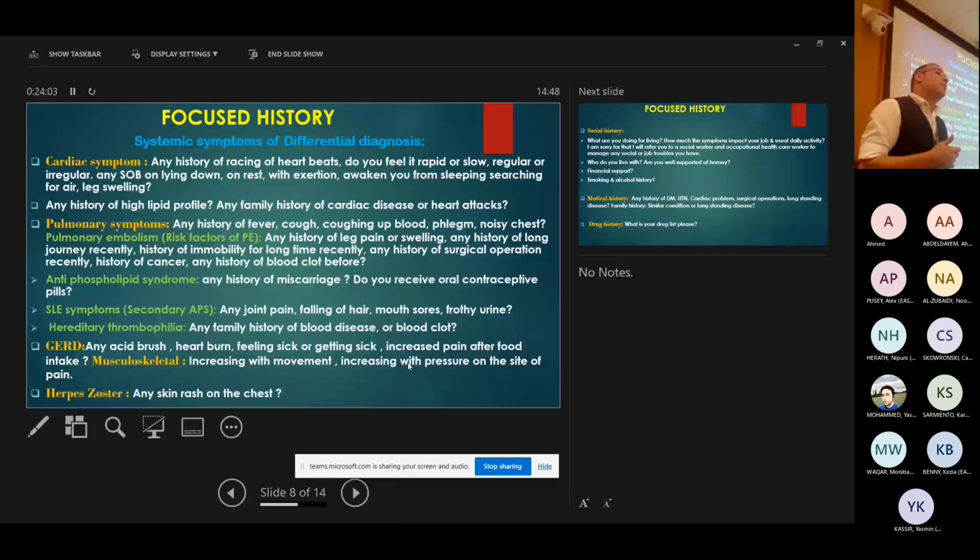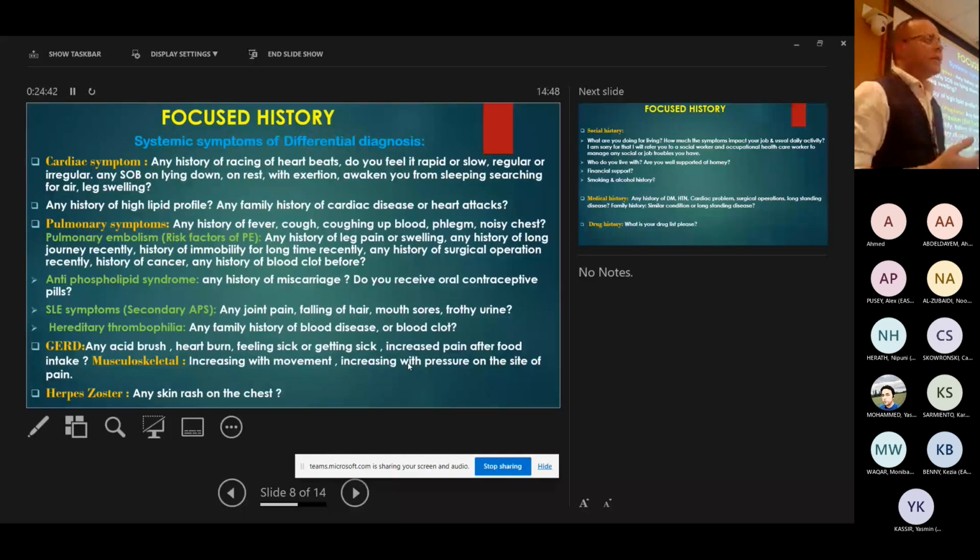SLE symptoms. Why ask about SLE symptoms, especially in young female patients with PE? Because SLE could be associated with secondary antiphospholipid syndrome. So we can ask about history of skin rash on the face, joint pain, or mouth ulcers. Hereditary thrombophilia: we can ask about family history of blood clots before or a similar condition, because some cases could be hereditary thrombophilia, which could be associated with autosomal dominant predisposition to blood clots.